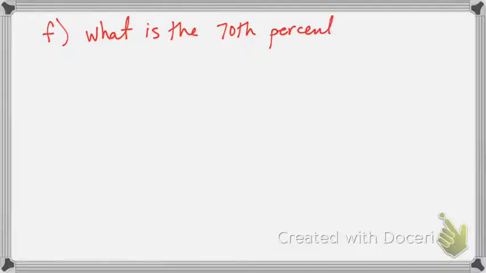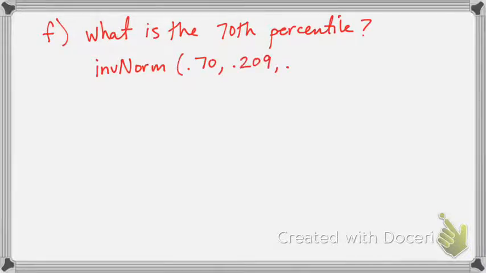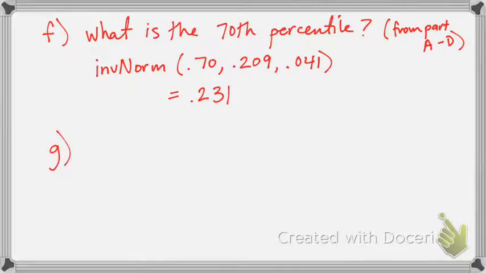Okay, so we're going to add this as part F. What is the 70th percentile? Inverse norm, 0.70, mean, standard deviation. And let's use the original standard deviation, not the part E one. 0.041. So this is from part A through D. What do you get for that? 0.231.